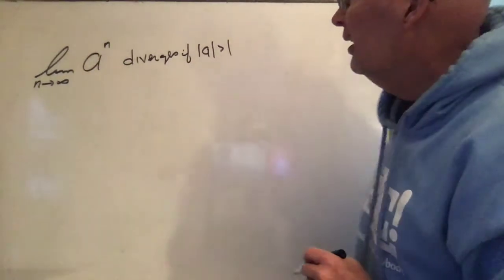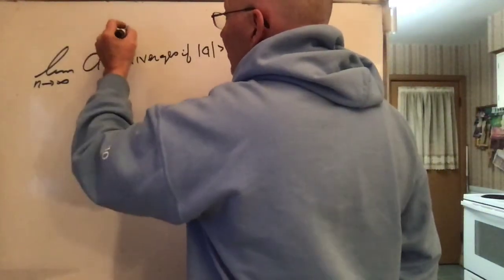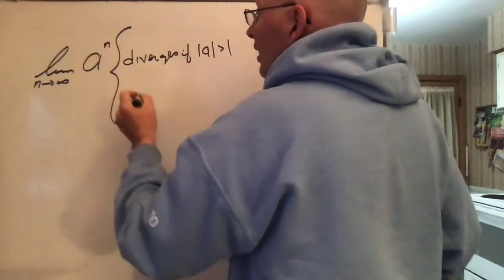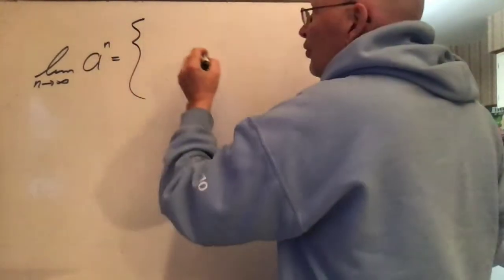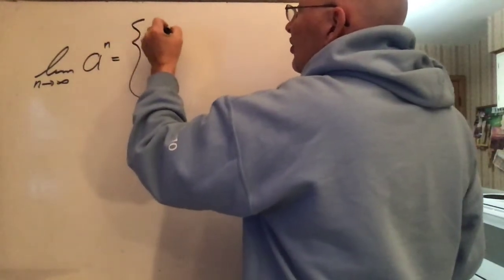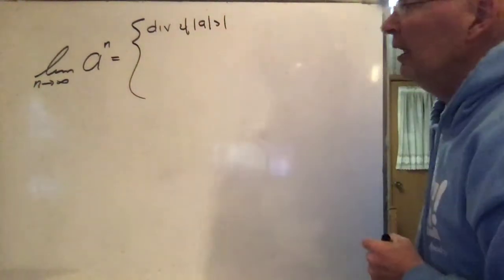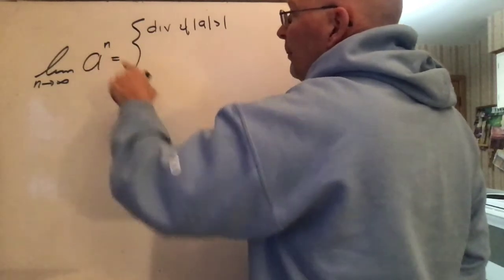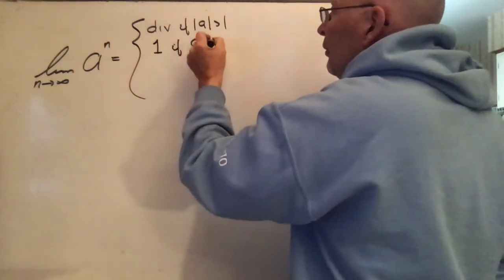If a is equal to 1, then let's put a whole bunch of answers here. Let's put the equal out here. Kind of abuse it, and let's say diverges if a is greater than 1 in size. If a is equal to 1, then 1 to any power is equal to 1. So the answer is going to be 1 if a is equal to 1.